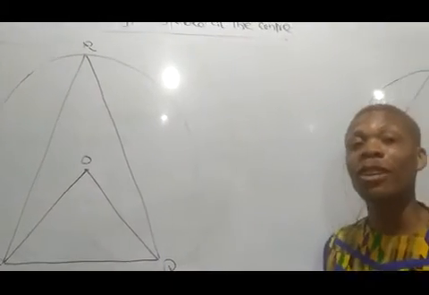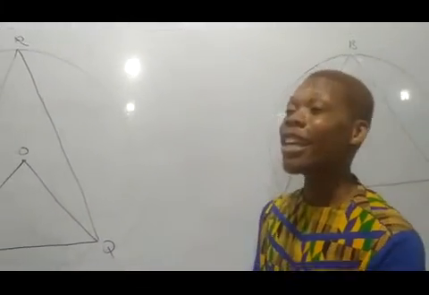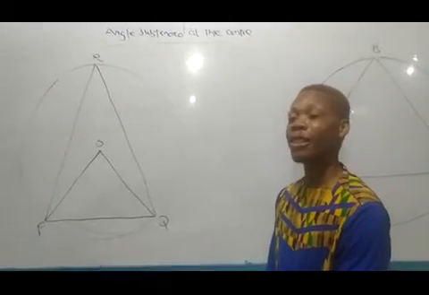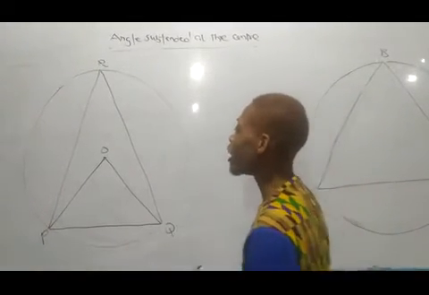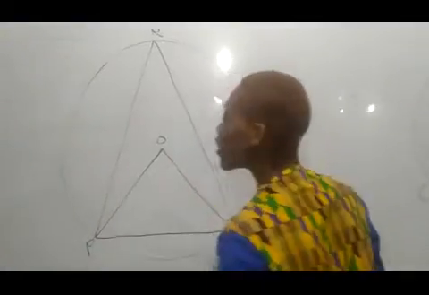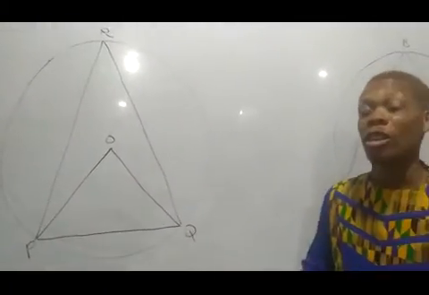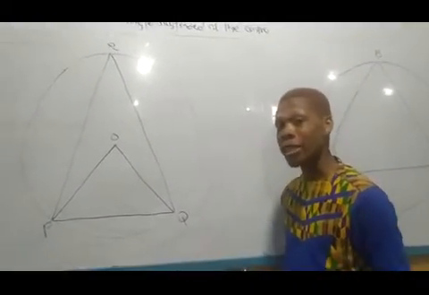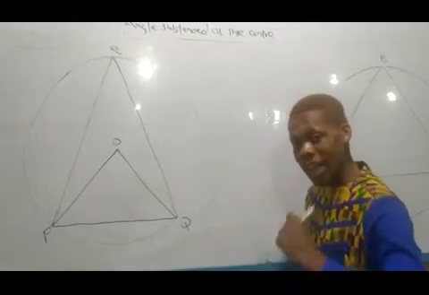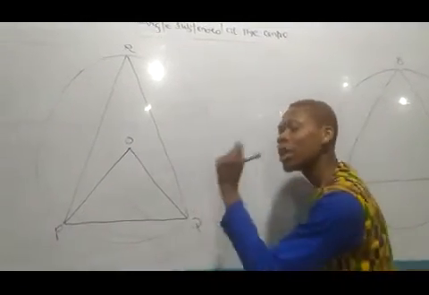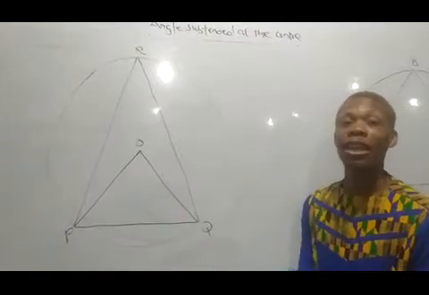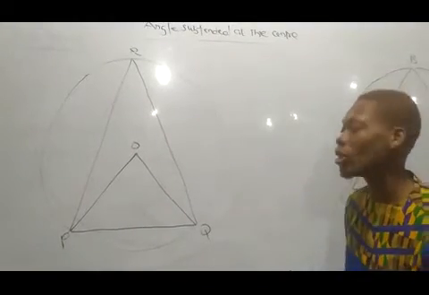Okay, now let's check if you were able to get the answers that I'm going to display on the board for you. Alright, so we have already explained that we use chords and arcs to subtend angles. So first of all, my focus is going to be on the chords in this diagram. I'm going to look out for the chords.